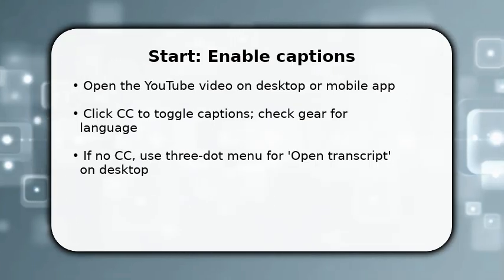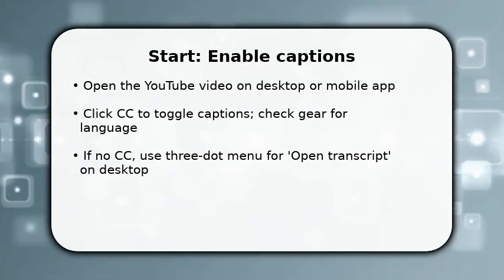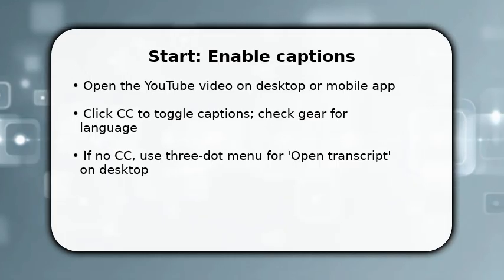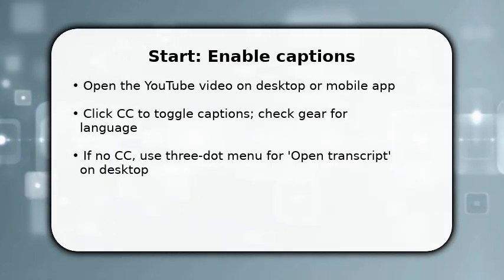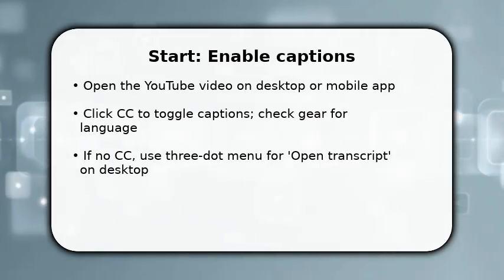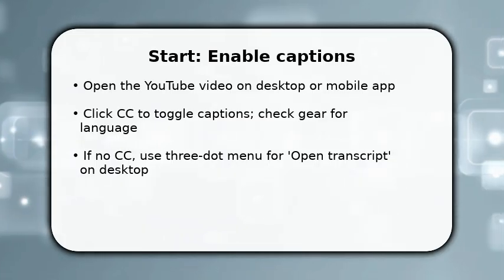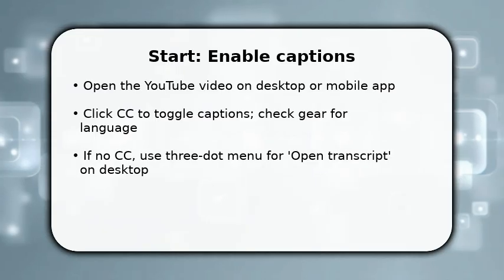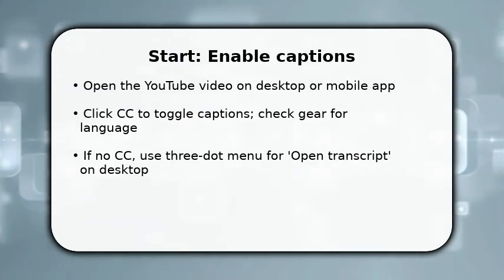You begin by enabling captions so you can access every subtitle line. On desktop, click CC immediately, then open the gear icon to pick language. On mobile, tap the screen and enable captions. If captions are missing, use the three-dot menu and choose Open Transcript on desktop. This reveals all lines and timestamps.